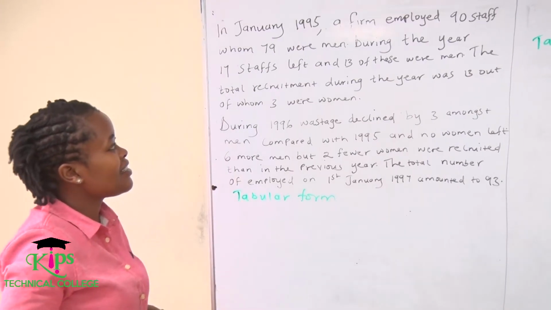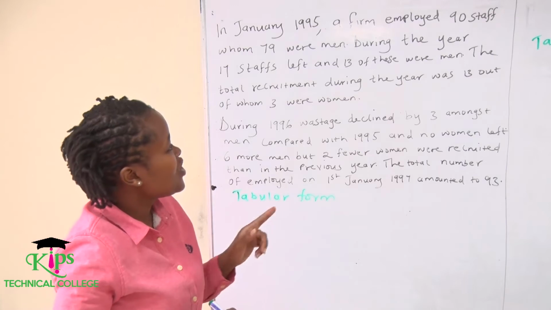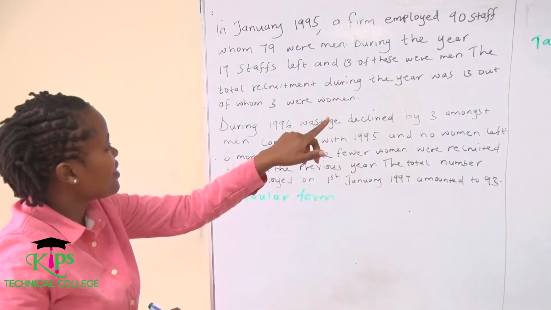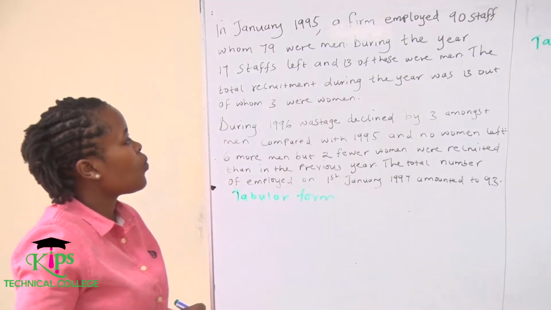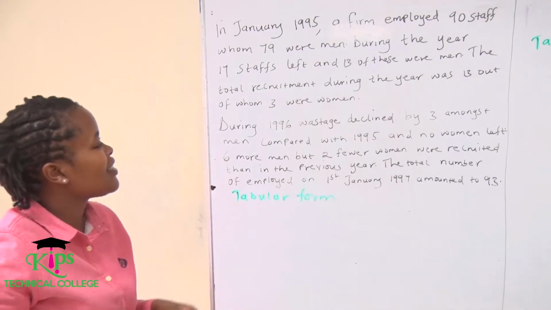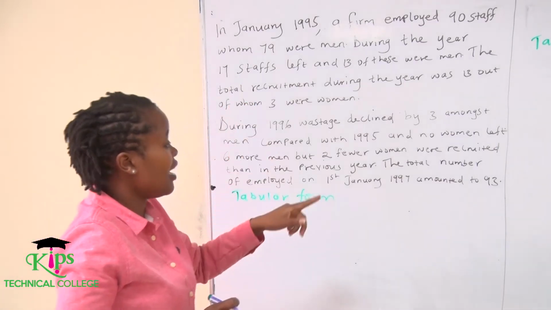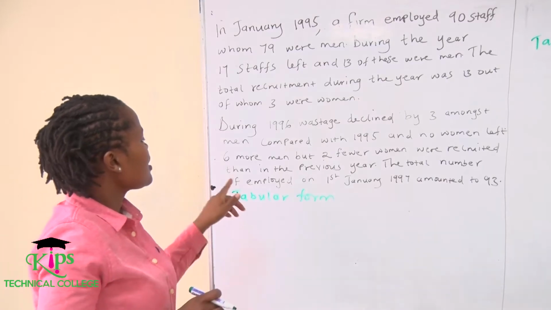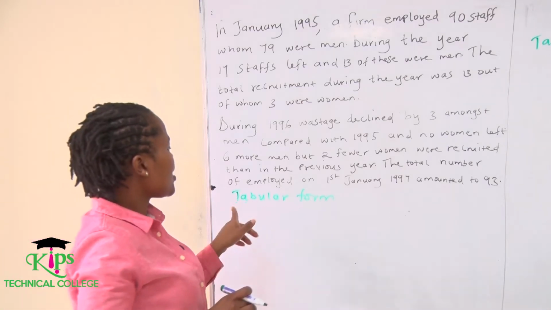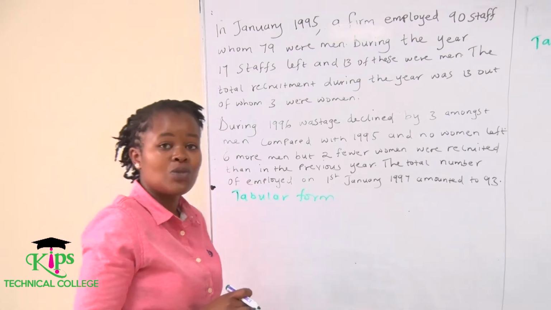In January 1995, a firm employed 90 staffs, of whom 79 were men. During the year, 17 staffs left and 13 of these were men. The total recruited during the year were 13, out of whom 3 were women. During 1996, wastage declined by 3 amongst men compared with 1995, that is the previous year, and no women left. 6 more men were recruited, but 2 fewer women were recruited than in the previous year. The total number employed on 1st January 1997 amounted to 93.